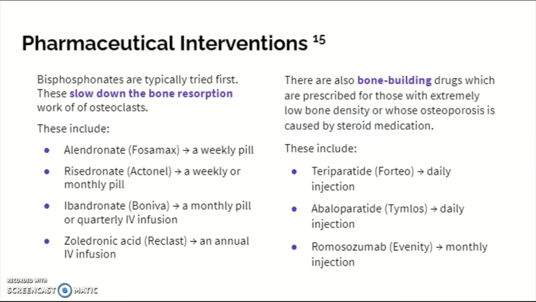Moving on to pharmaceutical interventions, which we as PTs obviously would not be involved in, but your patients might be on some of these medications. Bisphosphonates are typically tried first. These will slow down the bone resorption work of osteoclasts. These include Fosamax, which is a weekly pill, Actonel, which is a weekly or monthly pill, Boniva, which is a monthly pill or a quarterly IV infusion, and Reclast, which is an annual IV infusion.